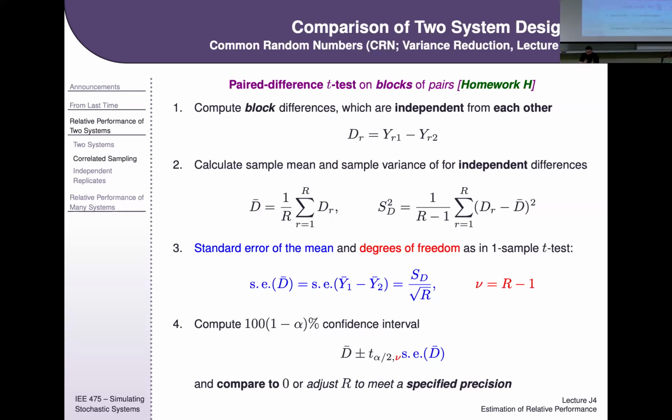All right, so that's the easy case, the case we've already seen before. Any questions about that? The paired case. You can only do that if you have control of your inputs and you run the same input into the two simulation models and generate differences per block.